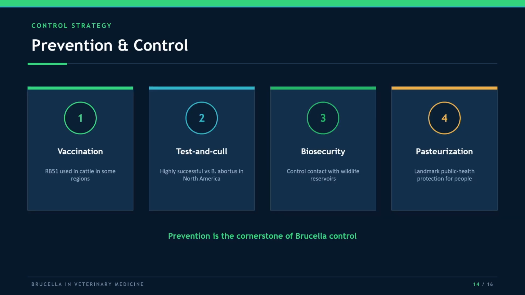Prevention is the cornerstone of Brucella control. Vaccination with RB51 is used in cattle in some regions. Test and cull programs have been highly successful in reducing B. abortus in North America. Biosecurity, especially controlling contact with wildlife reservoirs, is essential. Pasteurization of milk is one of the most effective public health measures ever implemented.